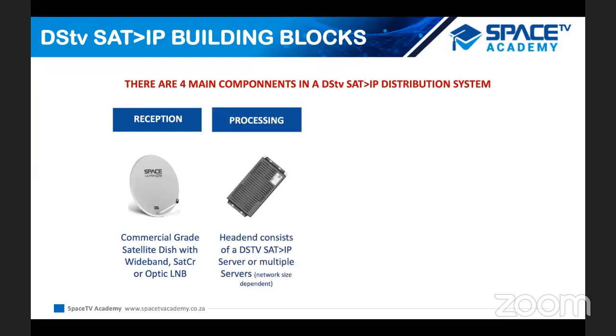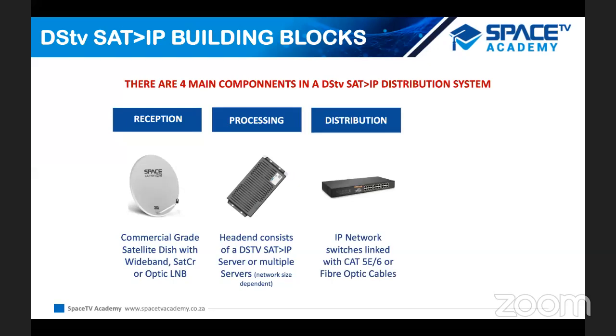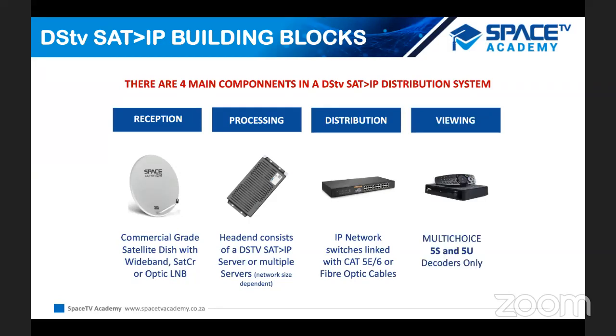The processing, which is the head end, consisting of the DStv SATIP server or multiples of servers, depending on the size of your network. And then we have the distribution network, which is an IP-based network with switches linked with Cat5e or 6 cable, or fiber optic cable in large networks, can be used.